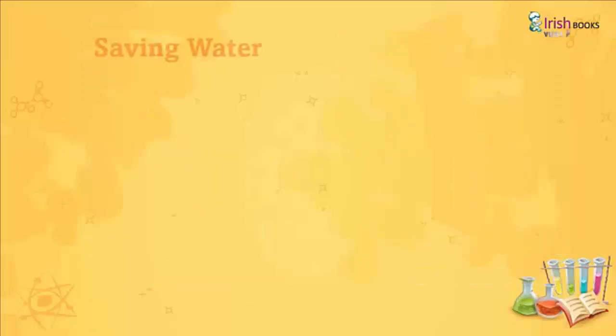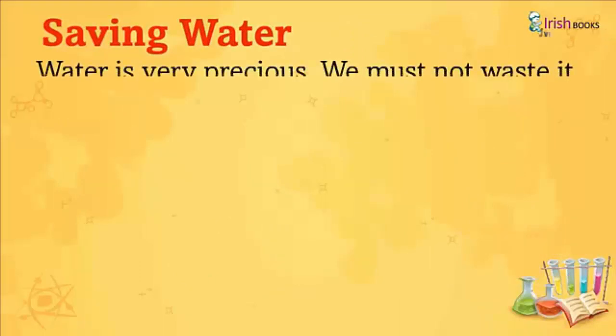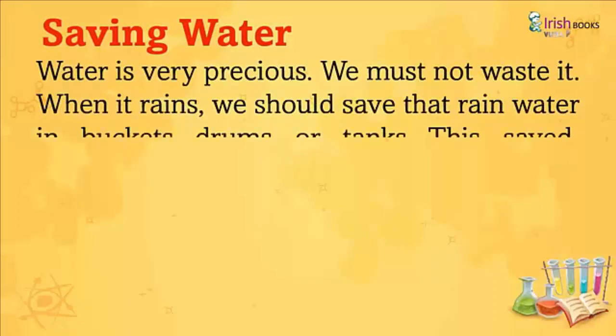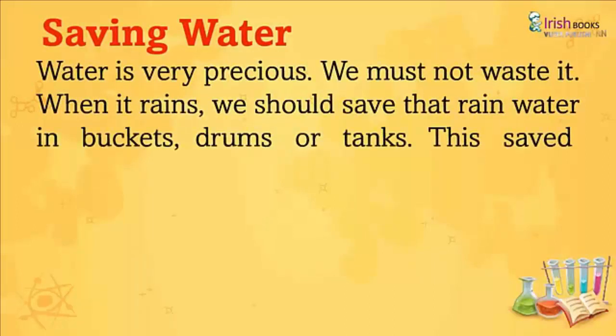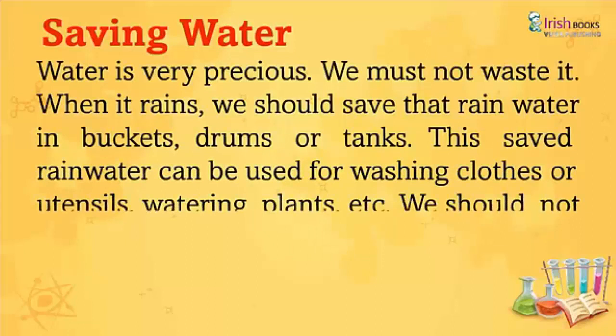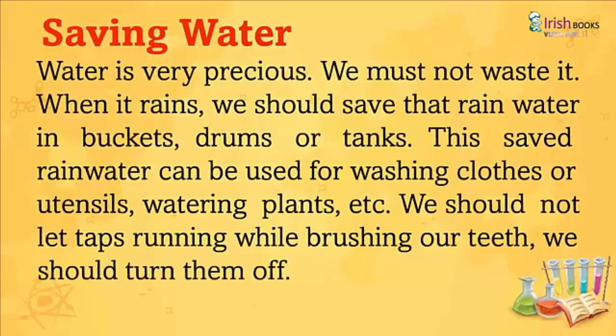Saving water. Water is very precious. We must not waste it. When it rains, we should save that rainwater in buckets, drums, or tanks. This saved water can be used for washing clothes or utensils, watering plants, etc. We should not let taps run while brushing our teeth. We should turn them off.